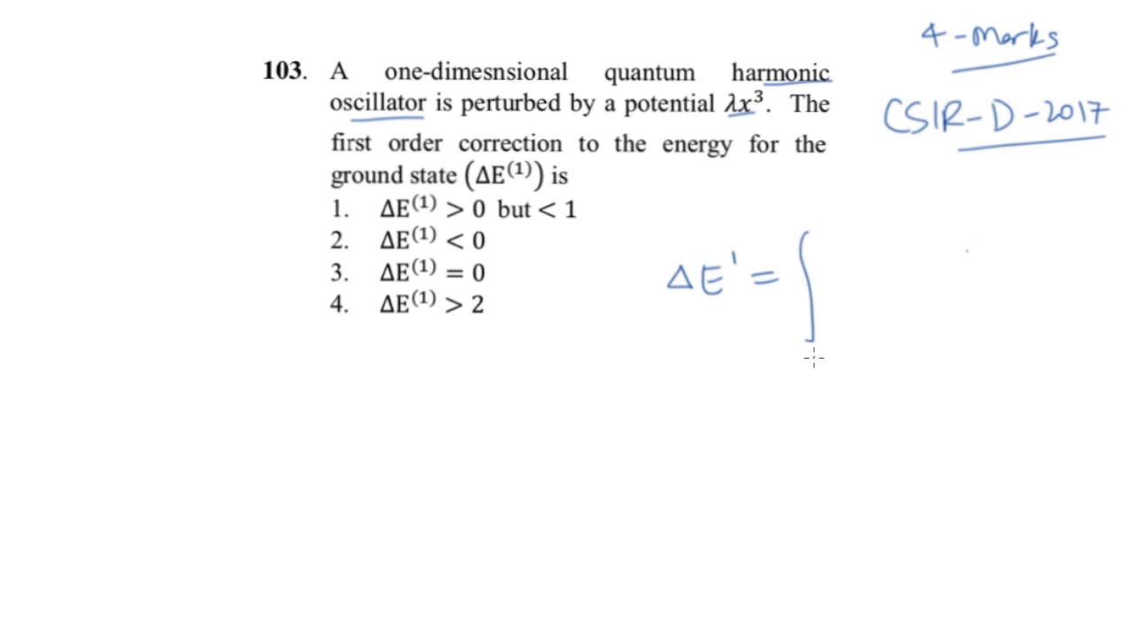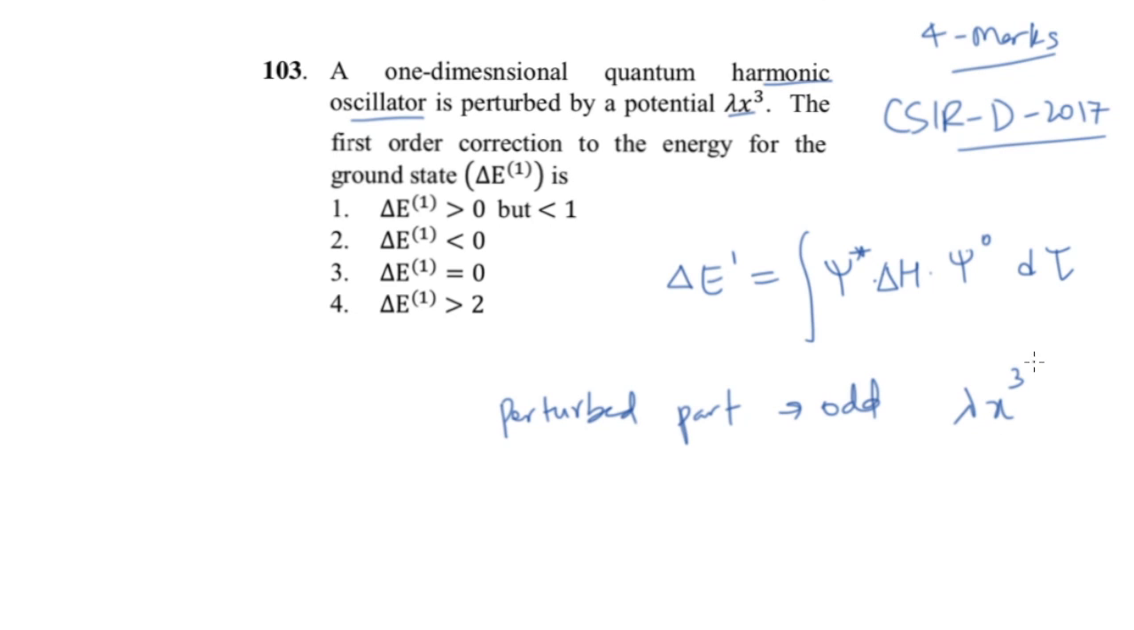So we have psi star delta H psi d tau. Here delta H is the perturbed part, which is given by lambda x cube. Now I have already told you that if your perturbed part is odd, and odd means what? As you can see, it's lambda x cube, so the power given here is an odd power. So the perturbed part becomes odd.